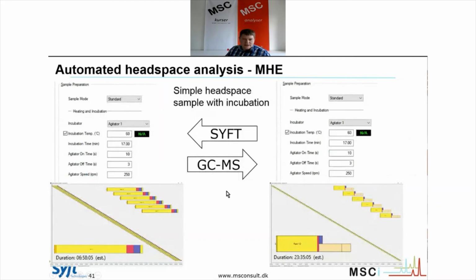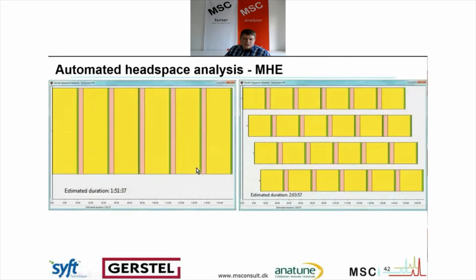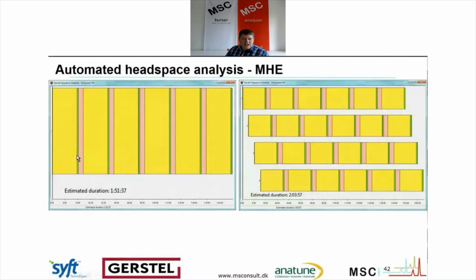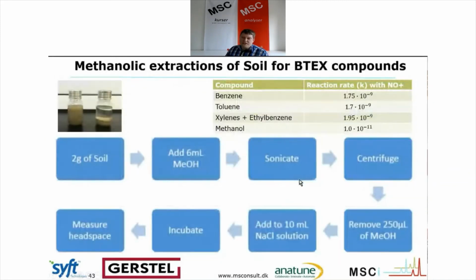And yeah, we'll skip this one. When you do multiple headspace extractions, you are analyzing the same sample again and again. Doing one sample takes about 2 hours, but doing 4 samples takes about 2 hours as well, because they can overlap. And this would take way longer with the GC-MS.